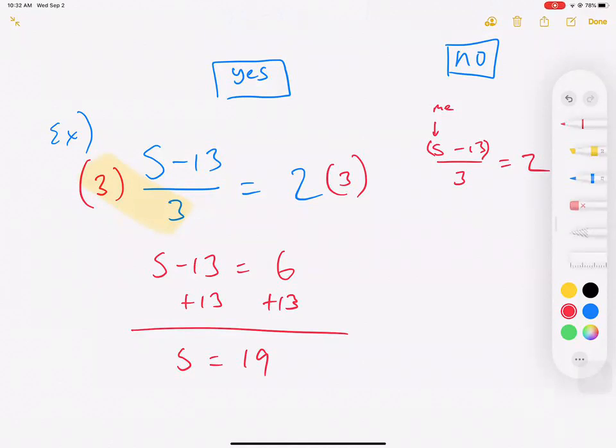19 looks like a huge number, but would this have been true? Is 19 minus 13 over 3, would this equal 2? 19 minus 13 is 6, and 6 divided by 3 is 2. That was the number we were hoping for. S is 19.